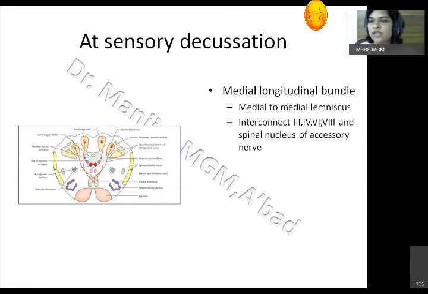Now, one more white matter is here. It is called the medial longitudinal bundle. This bundle is connecting a number of cranial nerve nuclei. So the 3rd, 4th, and 6th, which supply the extraocular muscles. The 8th nerve, which is the hearing nerve, and next is the spinal nucleus of the accessory nerve. So it is connecting the 11th cranial nerve, which supplies the trapezius and sternocleidomastoid.